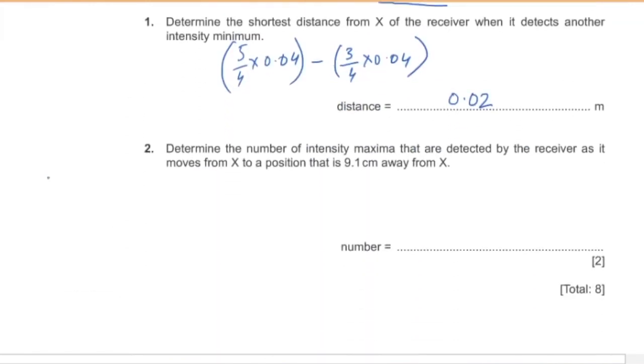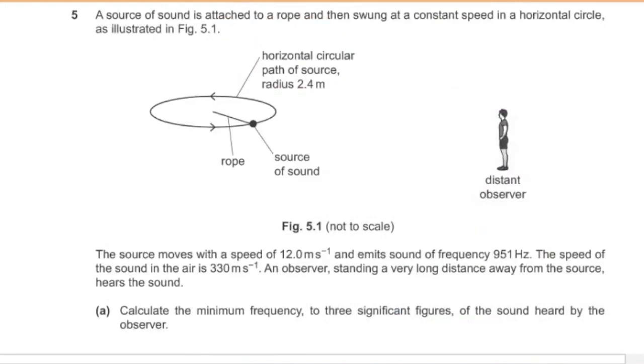So we can say that the number of intensity maxima that are going to be recorded by the receiver is going to be 5. Question number 5: a source of sound is attached to a rope and then swung at a constant speed in a horizontal circle. The source moves with a speed of 12 meters per second and emits sound of frequency 951 hertz. The speed of sound in air is 330 meters per second.